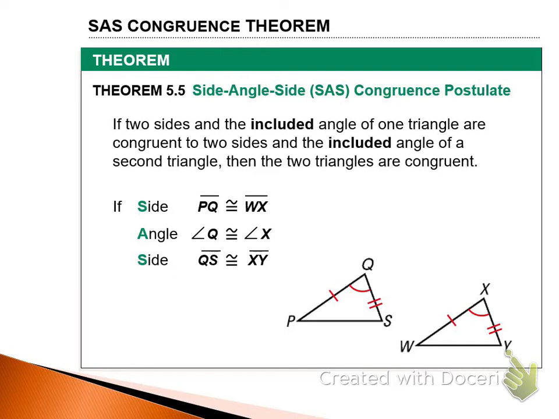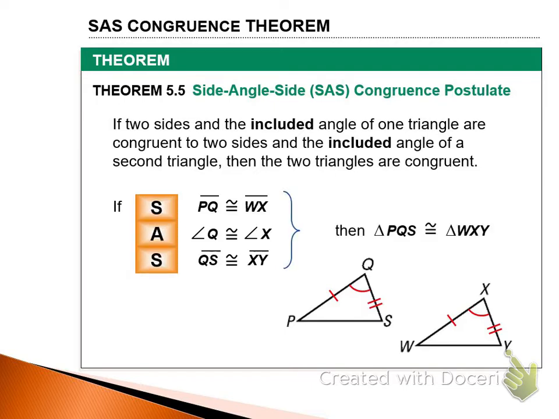So included means literally wedged in between these two sides. That is side, angle, side. So if you have a side congruent to a side, an in-between angle congruent to an in-between angle, and a side congruent to a side, then that is enough to prove that triangle PQS is congruent to triangle WXY, which I believe is the last blank for this page. So PQS is congruent to triangle WXY.